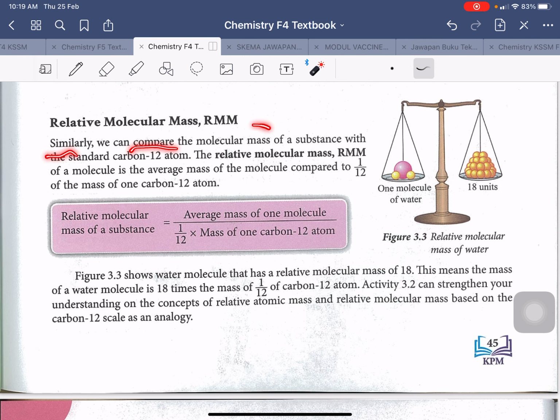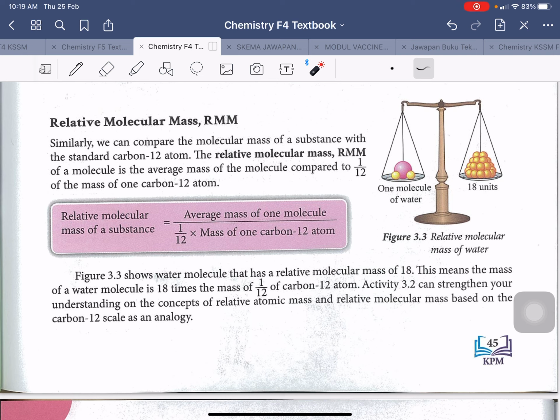Similarly, we can compare the RMM, relative molecular mass of a substance, with the standard carbon-12 atom. The relative molecular mass of a molecule adalah the average mass of one molecule compared to, sekali lagi, 1/12 mass of one carbon-12 atom. Ingat, carbon-12 is the major isotope. Kita tidak pilih 13 dan kita tidak pilih 14.